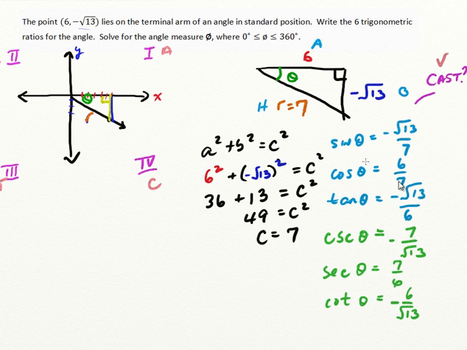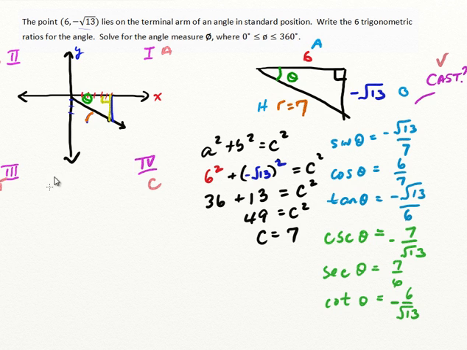Okay, so part 1 of the question is done. Write the 6 trig ratios for this angle. There are the 6 trig ratios, and they're exact values. We don't need to evaluate them as decimals. Leave the radical signs alone. Those are exact.